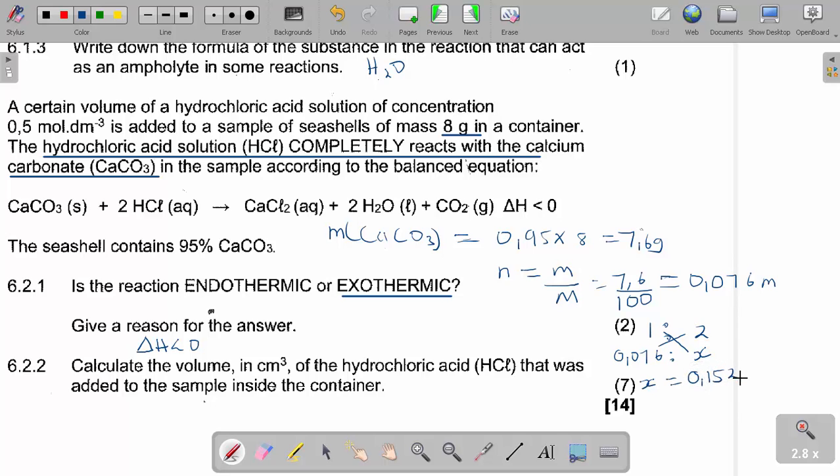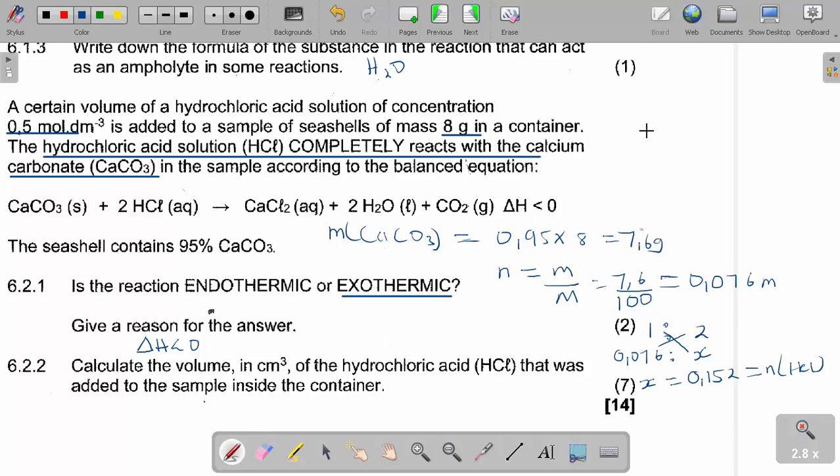0.152, okay? After getting this, now these are the moles of HCl. Now if I have the moles of HCl, and the question wants me to get the volume, what must I do? They gave me the concentration. Do you remember that? What's our concentration, guys? It is this one here. They say it is 0.5 moles per decimeter cubed.